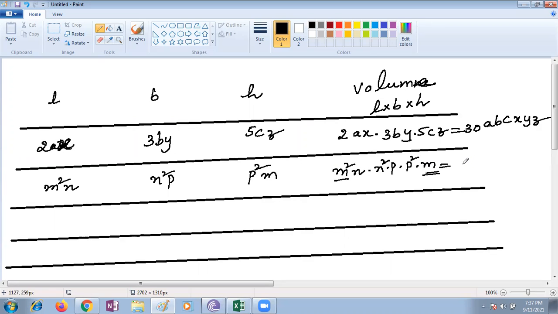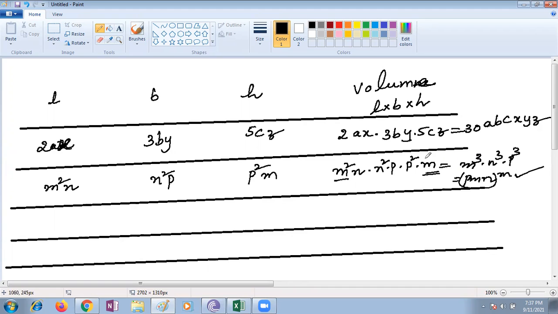In m square n, n square p and p square m, what is the value? Ma'am, that will be m cube, n cube, p cube. Can we write this as the same as mnp whole cube? Yes or no? Yes, ma'am. Very good.